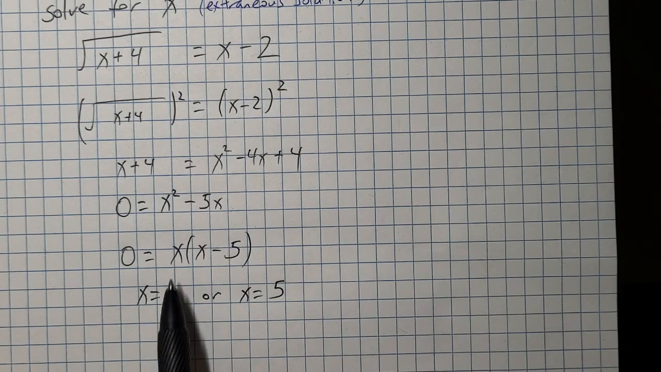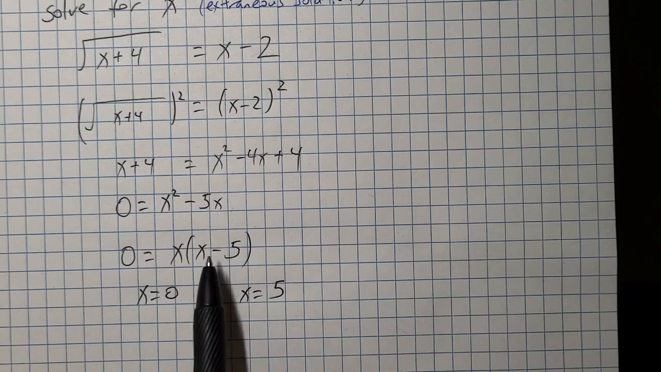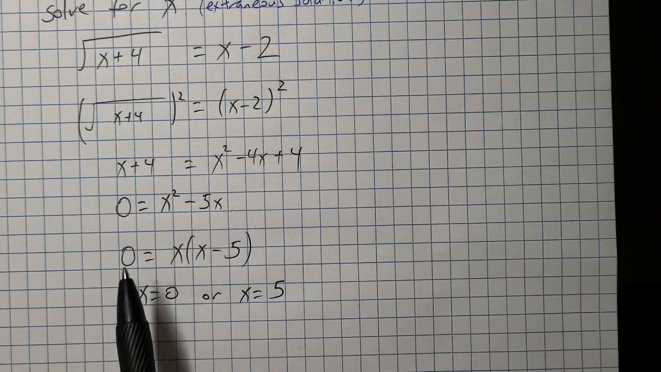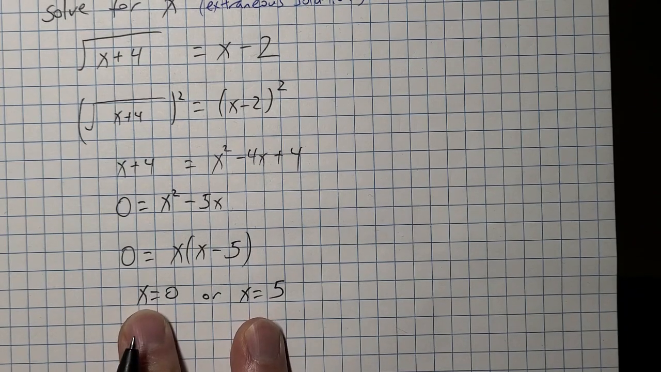Either when x is 0, 0 times anything is 0. And when x is 5, 5 minus 5 is 0, so 0 times 5 is 0 as well. So those are our two solutions. This is called the zero product property. Okay, so we're not done yet.